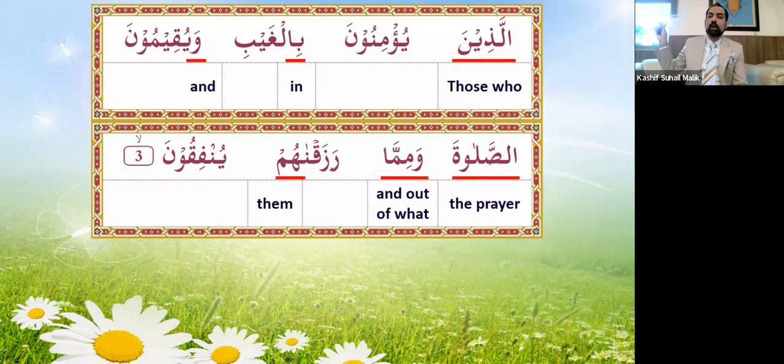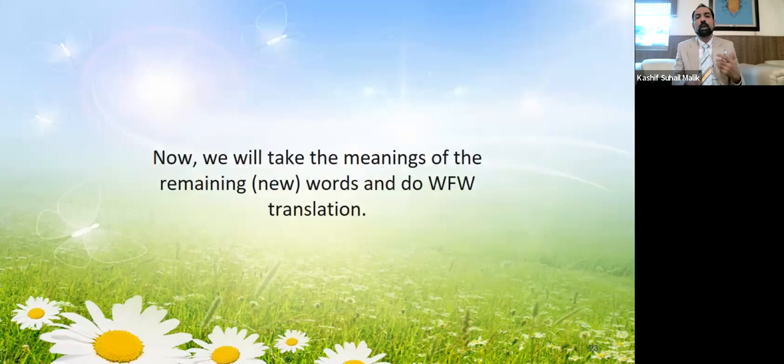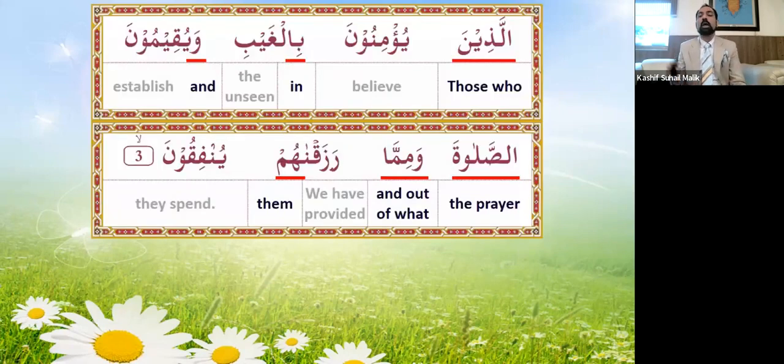Right? So, yu'minuna, they all believe in. Those who, alladhina yu'minuna, those who all believe in what? Bil ghaib, in the unseen, in the unknown. Wa yuqimuna, and establish. You remember the word aqama? Qiyam, exactly. So yuqimuna, and they establish. What do they establish? As-salah, the prayer. Wamimma, wamin and ma. And out of what? What is that connecting? And min is for, out of which.